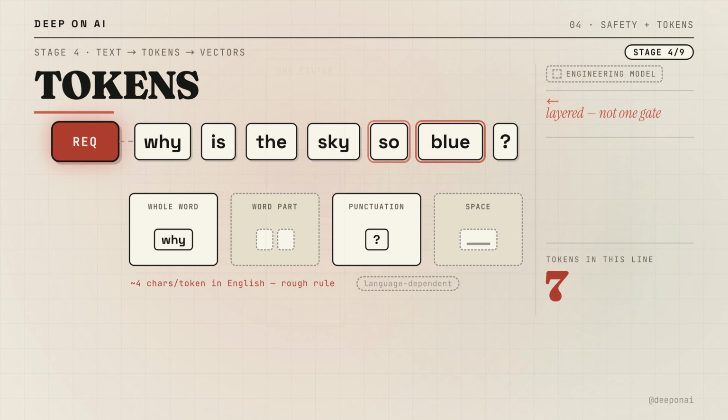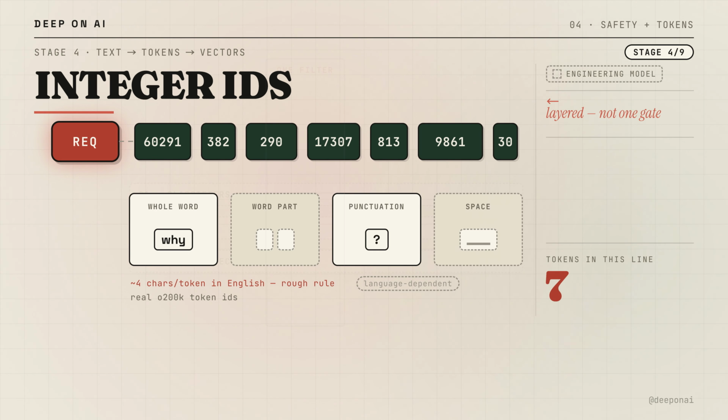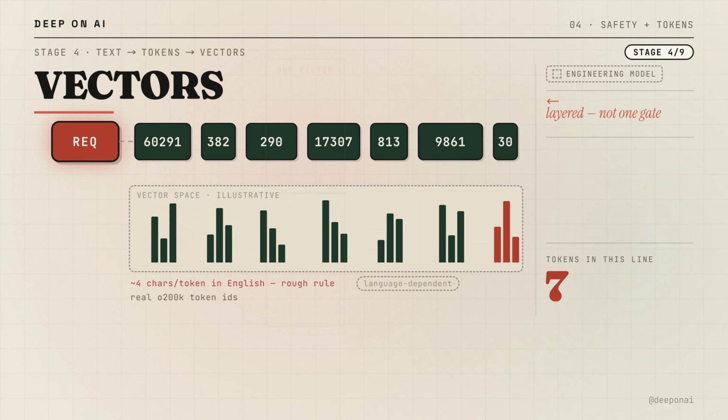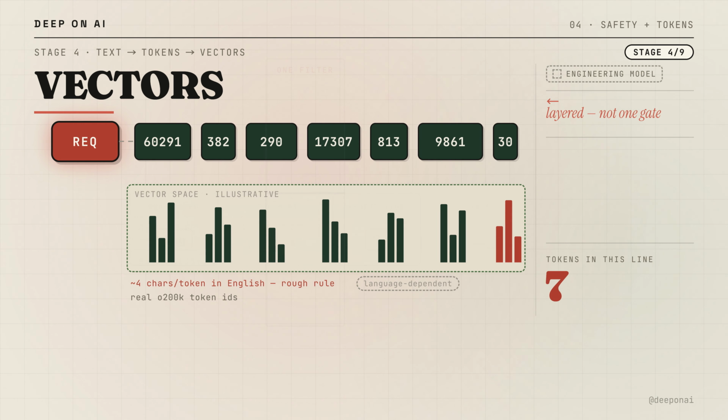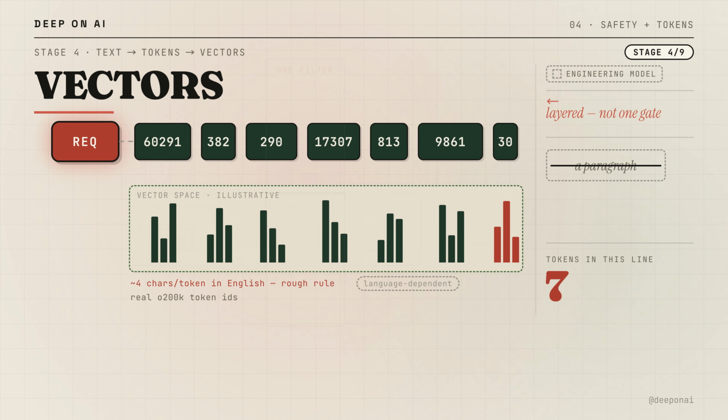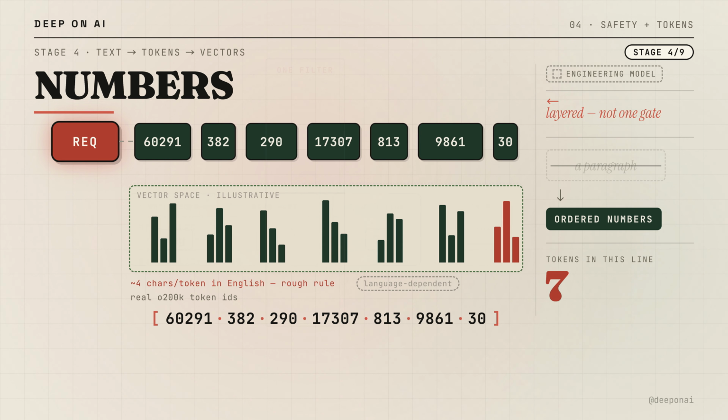Each token becomes an integer ID. Those IDs are mapped into vectors, numerical representations the neural network can process. The model does not receive a paragraph in the human sense. It receives an ordered sequence of numbers that preserve enough structure for the network to work with language.